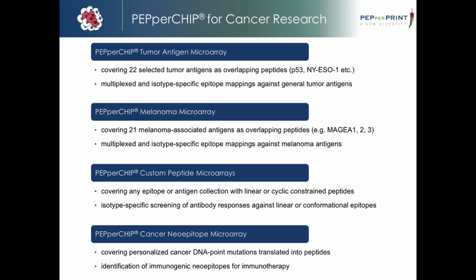So for cancer research, we provide standard peptide microarrays with selected tumor antigens or more specific melanoma antigens. We can also design a custom peptide microarray covering selected antigen peptide linear libraries as linear or cyclic peptides. And finally, our cancer neoepitope microarray, which covers personalized cancer DNA point mutations that are translated into peptide variants. I'll explain this strategy in a little bit more detail later.